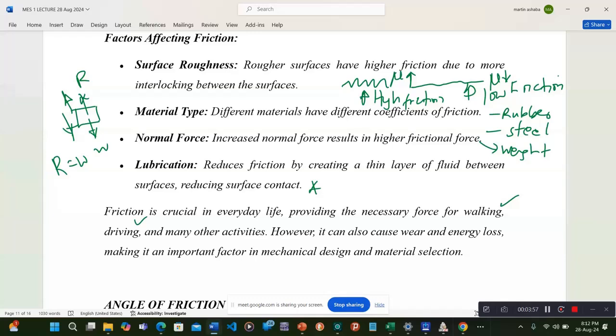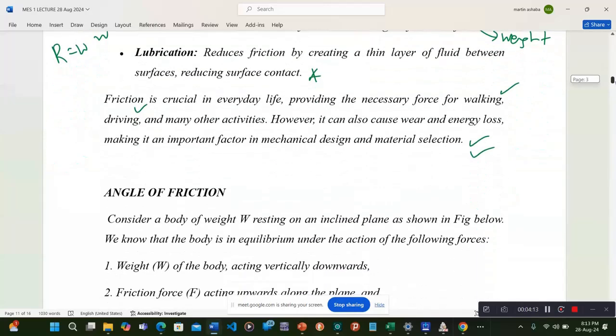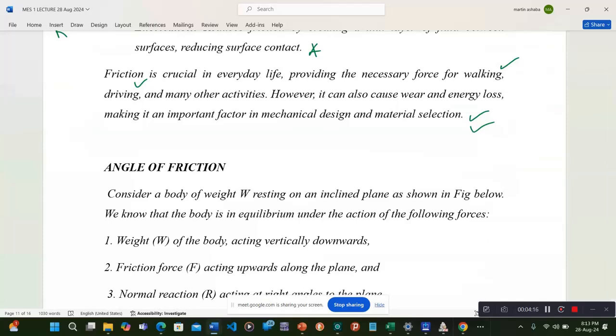However, it can also cause wear and energy loss, making it an important factor in mechanical design and material selection. For example, if you are looking at the moving components of a machine, you must look at friction also. You must look at ways in which you can minimize friction, because it can cause wear and tear and also reduce the energy and therefore efficiency of the system.